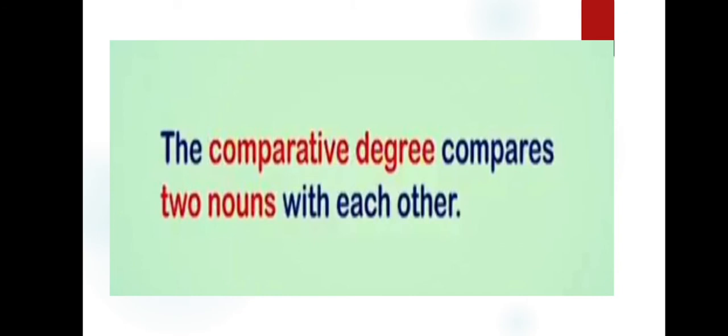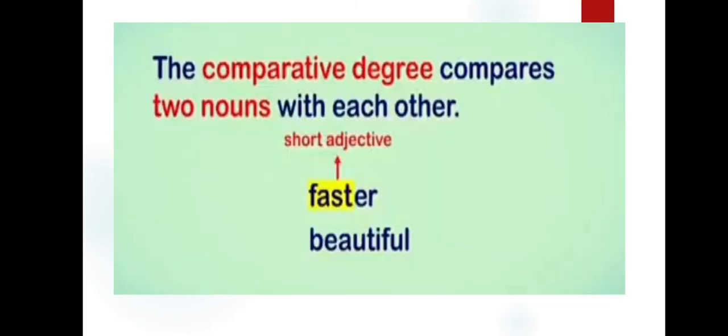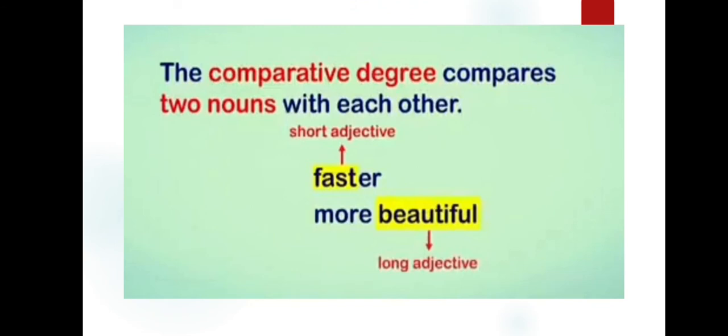The comparative degree compares two nouns with each other. It is mostly formed by adding the suffix er to short adjectives having one or two syllables, and more before long adjectives having two or more syllables. For example, faster, more beautiful.